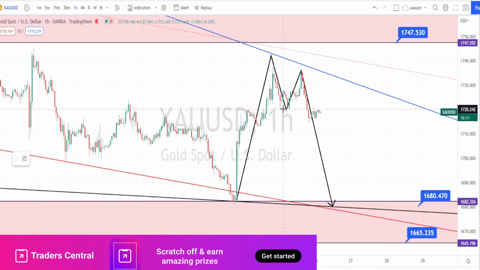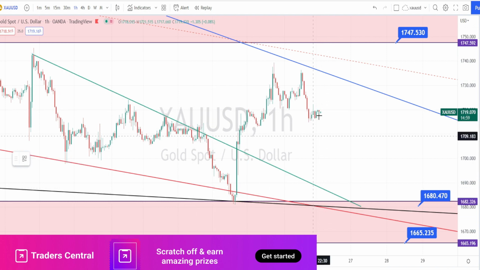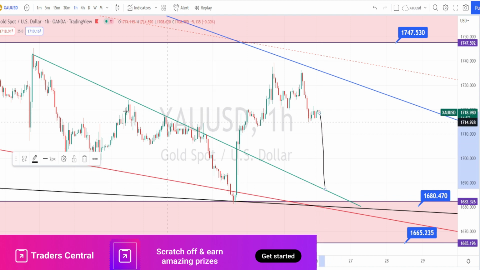It has also broken the neck level of the double top pattern and it has retested this neck level of the double top pattern. It is a confirmation that it is in a downtrend in hourly time frame. And if the downtrend continues also, we can expect it to take support on the trend line or the support line from the past price action.